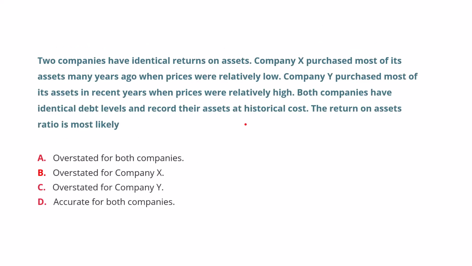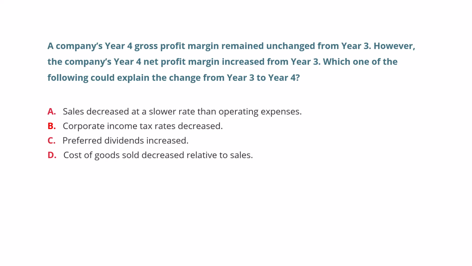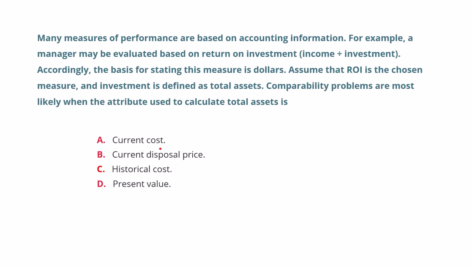Although the ROA of company X is better than company Y, you can't say company X is better than company Y at using its assets, because they use historical cost and bought the assets at different times. So the correct answer here is C.